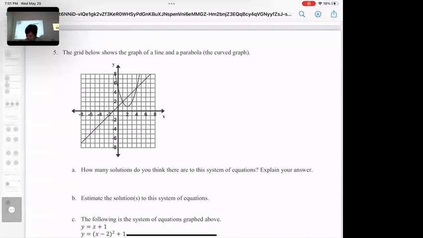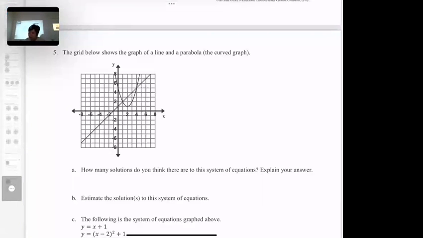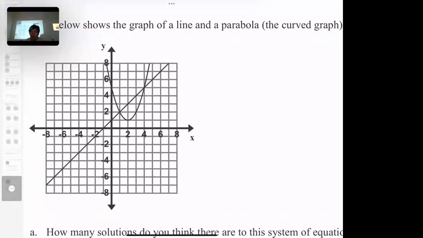Okay, let's see. Question 5, number 8: how many solutions do you think there are to the system of equations? Explain your answer. So Amy, what do you think? How many solutions? 2. And Robin, do you agree with that?